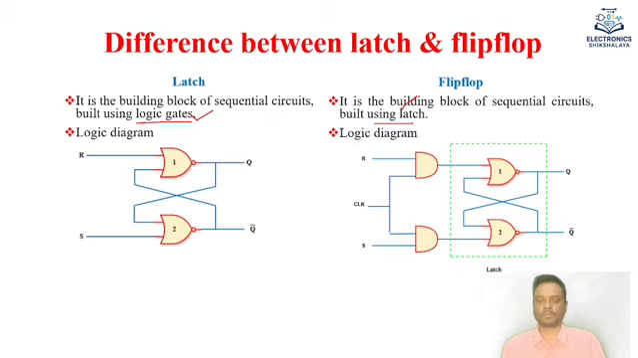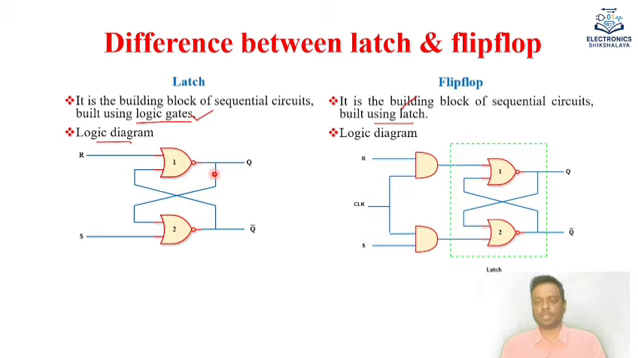Similarly, this is the logic diagram of a latch. You can see over here, the NOT gates can be designed with the help of universal gates. This is our gate number 1 and this is gate number 2. There is a cross-coupled operation where the output of one gate is connected to the input of another gate. Similarly, this output is also connected to the input of another gate. So this is the logic diagram, and it can be built using the logic gates.